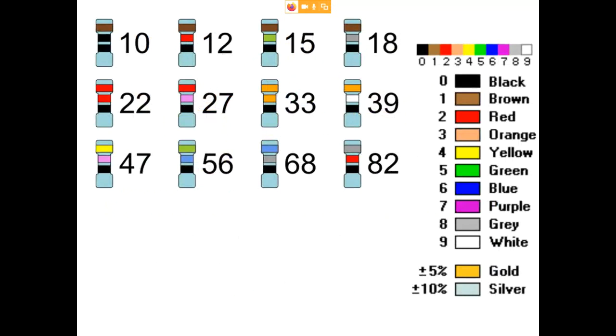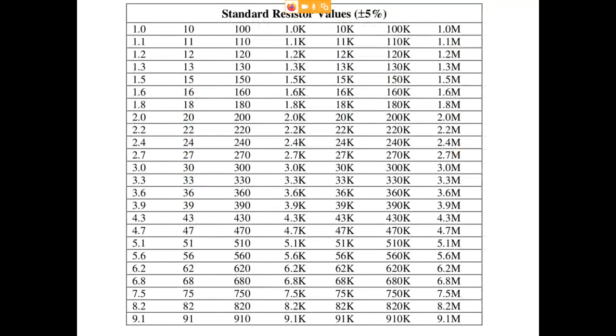All right, and so there will be a lot of quiz questions and things about using these color codes. So you need to learn the color codes. Now, when you buy these fixed resistors, you can't go out and buy a fixed resistor of 233 ohms. They come in these standard resistance values.